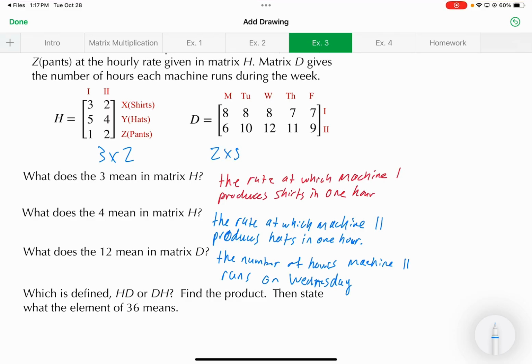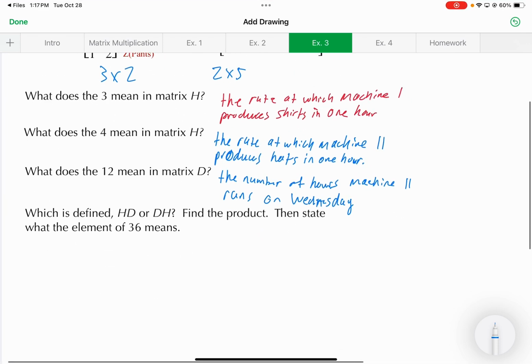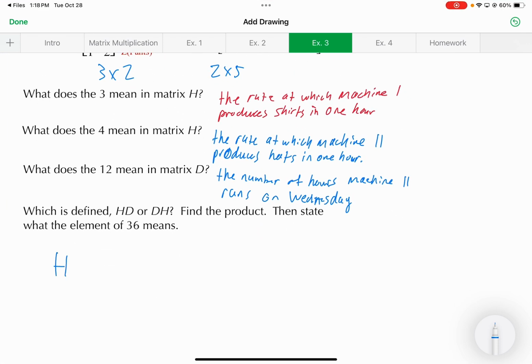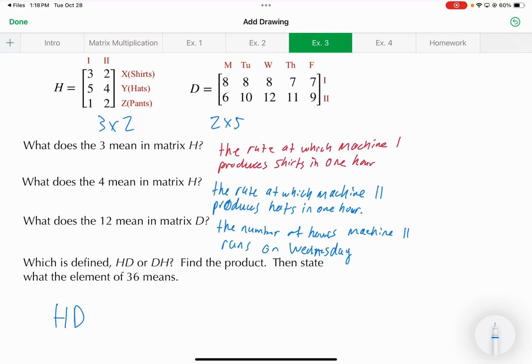Okay. Can I do H times D? Can I do D times H? No. If I flip them, those inner dimensions will not match each other. So that means I can do H times D. So that's what I want to do, is I now want to find what H times D is. Okay? All right. So left to right, top to bottom. Let's do it. What will my resulting matrix be?